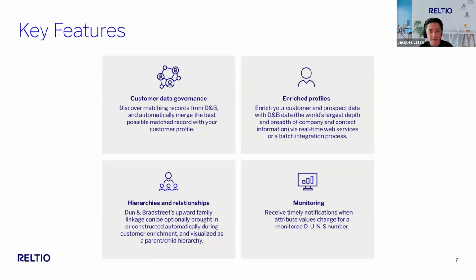We have the batch mode, which you might also be familiar with. Batch is used for enriching large volumes of data in one fell swoop, typically used for an initial data load or say the onboarding of new sources. This will leverage Reltio export behind the scenes, and it leverages Dun and Bradstreet's APIs that support bulk enrichment.